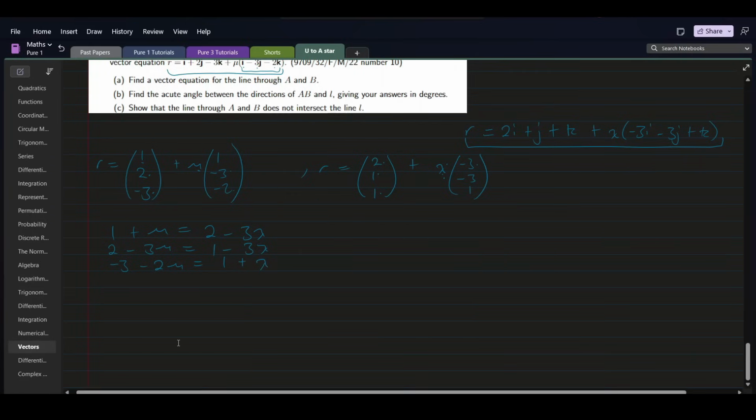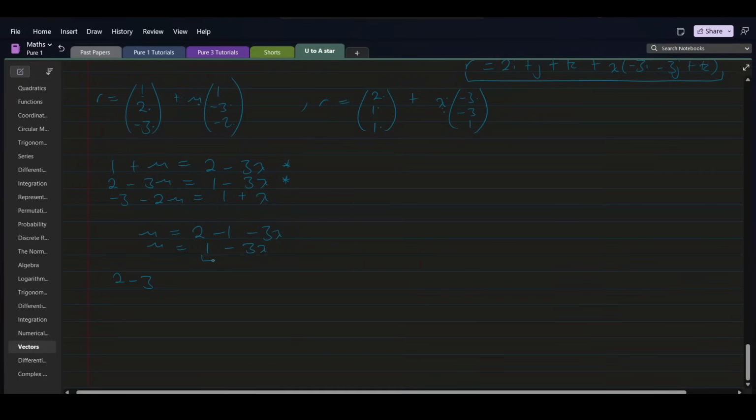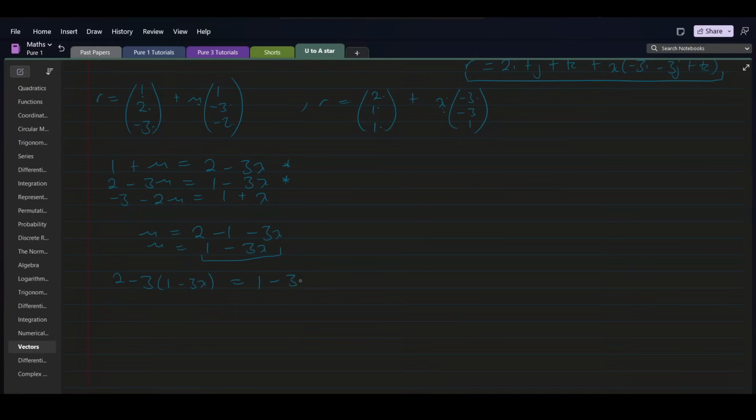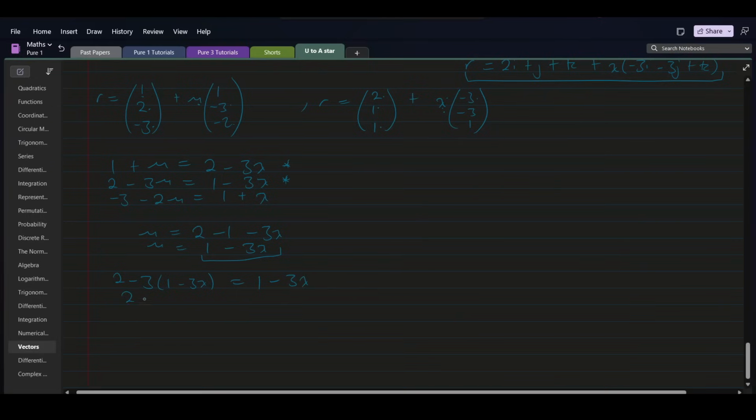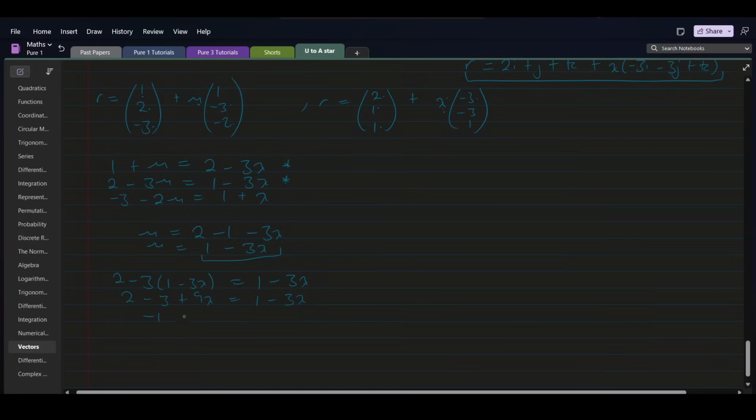Okay, so now we're going to use the first equation and make mu the subject of the formula. So mu is equal to 2 minus 1 minus 3 lambda, using this equation over here. So mu is equal to 1 minus 3 lambda. Now let's substitute it into the second equation. So that would be 2 minus 3 times mu, which is 1 minus 3 lambda, and this is equal to 1 minus 3 lambda. If we expand our bracket, that is 2 minus 3 plus 9 lambda is equal to 1 minus 3 lambda. So this is 2 minus 3, that's negative 1, plus 9 lambda is equal to 1 minus 3 lambda.